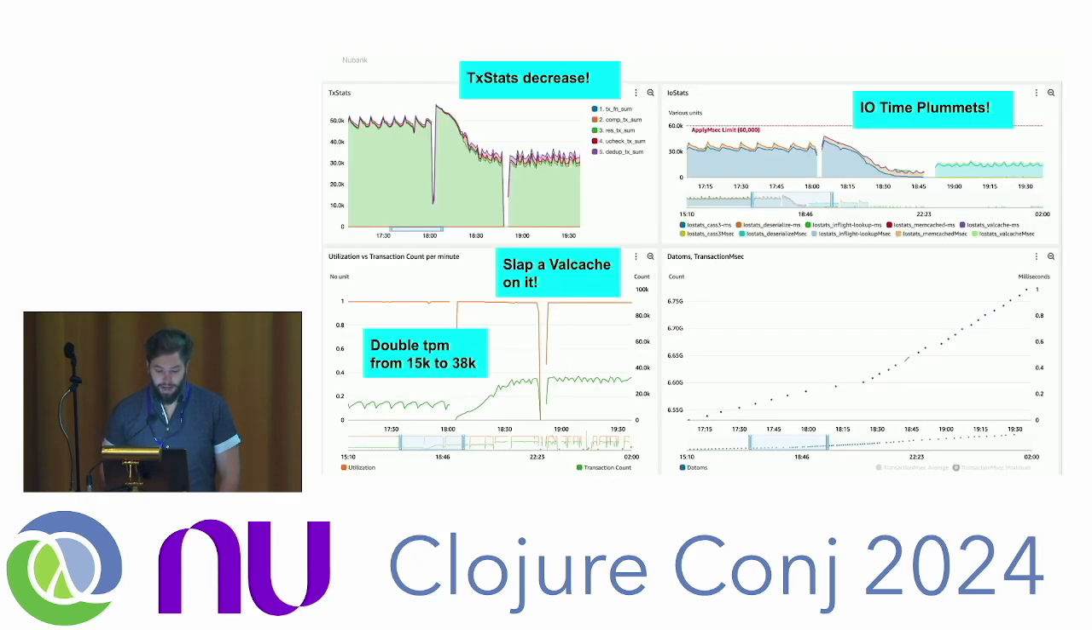So in my speed run, this is the difference when we add a val cache. That's all we did. Otherwise, it had just been reading from storage. And we can see immediately that the TX stats decrease. Our transactions per minute, I think at least, yeah, they doubled from 15,000 to 34 or 38,000. The I/O time plummets on the top right, which is the time spent reading data from somewhere. And if you look in the bottom right, you can see that our growth rate sort of hockey sticks up, which is nice. That's the goal, right?